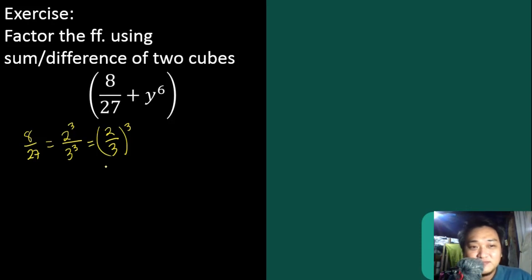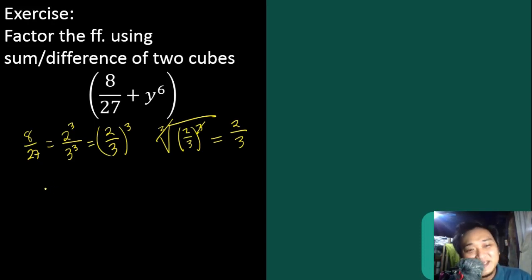Now, what will be the cube root of the quantity 2/3 raised to 3? It is easy. We just cancel this out because in terms of fractional exponent, 3 divided by 3 is just 1. So, what is left is 2/3.